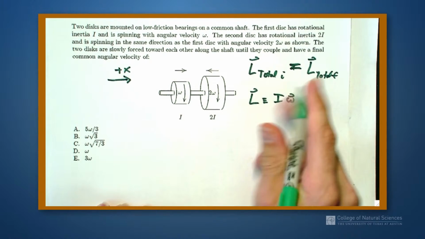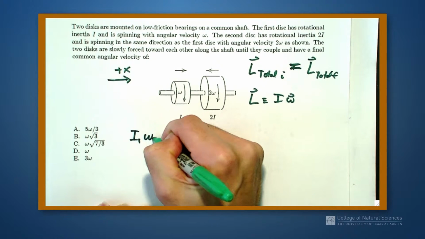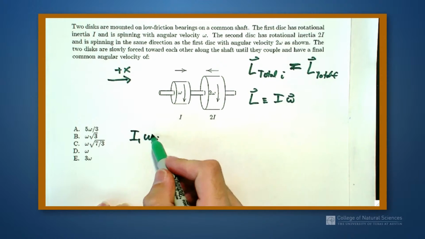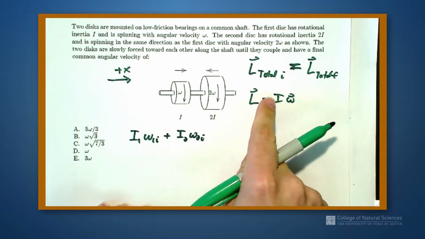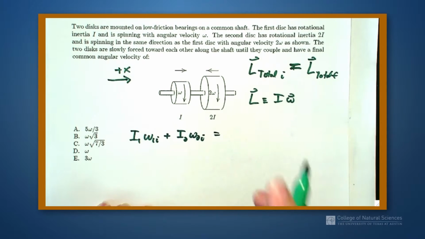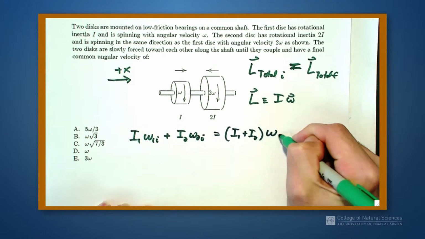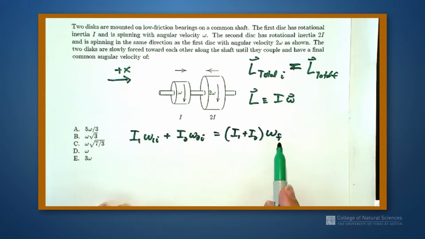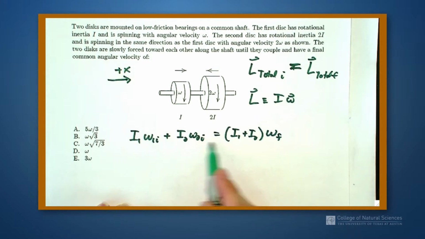So that means I get a total equation for conservation of momentum that says I1 omega 1 initial in the positive x direction, plus I2 omega 2 initial, again in the positive x direction, so I add them together, is going to be equal to, well, they couple together, so this is going to be I1 plus I2, and they're going to both end up with the same final angular velocity. And this looks like just an inelastic collision, but rotating, and that's what it is.